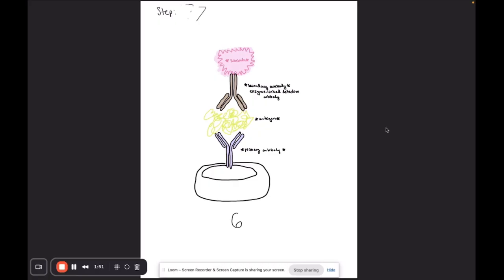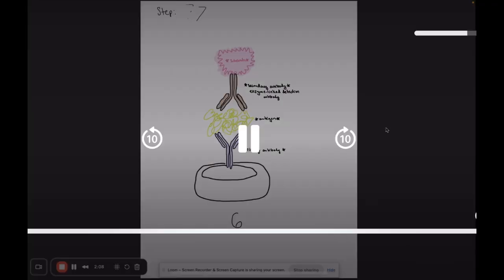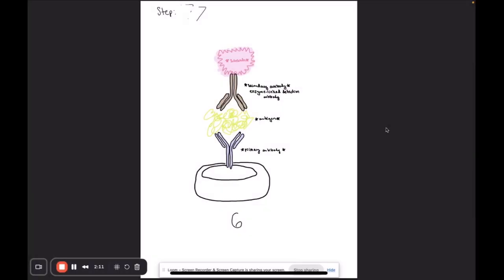Finally, I add the substrate. If the antigen was present in the patient sample, the enzyme on the secondary antibody catalyzes a reaction that turns the well blue. A positive result, increasing in color intensity, correlates to the antigen amount. If no antigen was present, the enzyme has nothing to react with, and the well remains clear, a negative result.